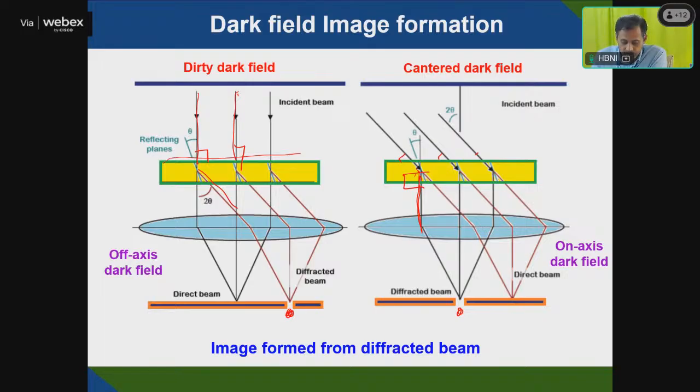So here it's not centered. That is called dirty dark field. If you center the dark field, you will get on-axis dark field. You will get a better crystal structure. Crystals you can see here.